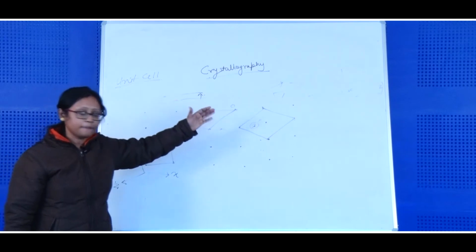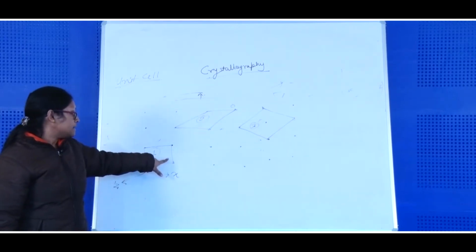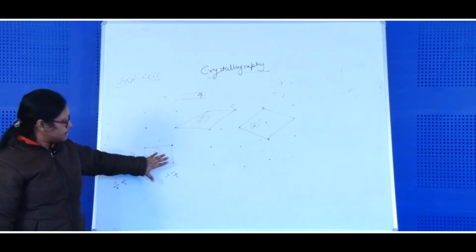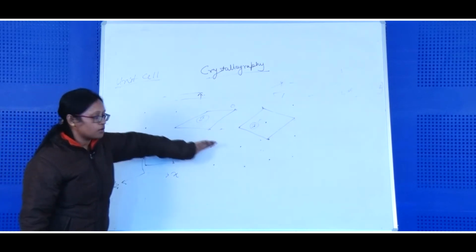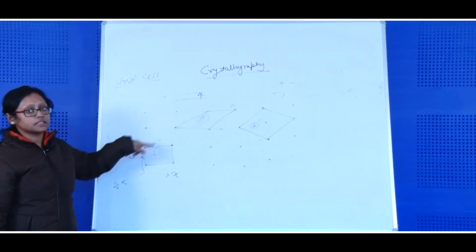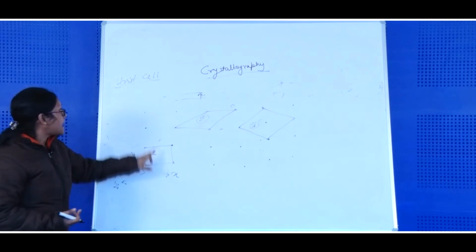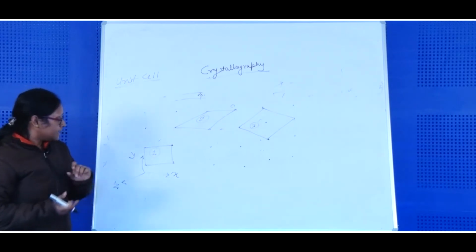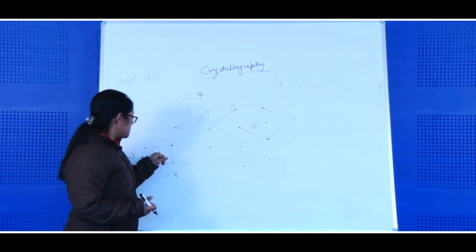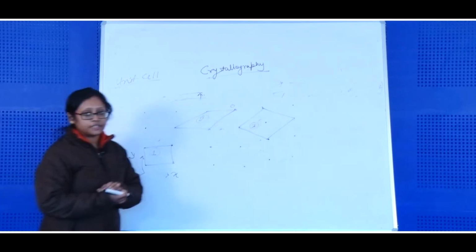So what is a unit cell? I can call it a basic building block by repetition of which in all the directions I can construct the whole space lattice. That is the unit cell. Now see what is the difference between these 1, 2 and 3.